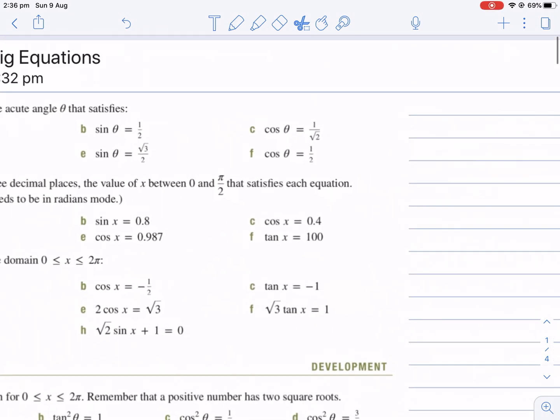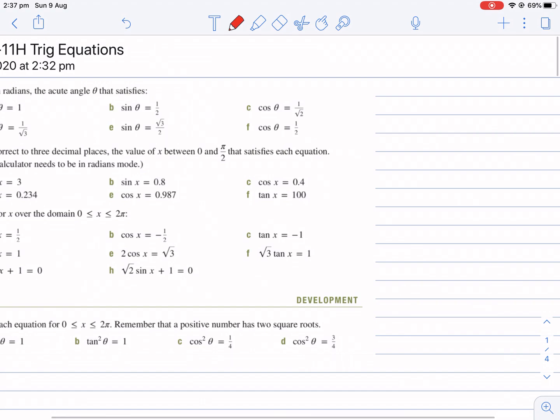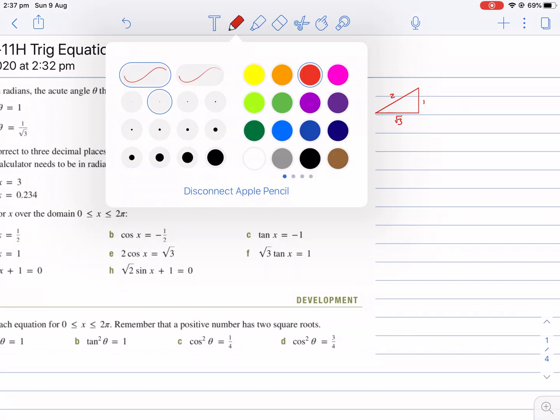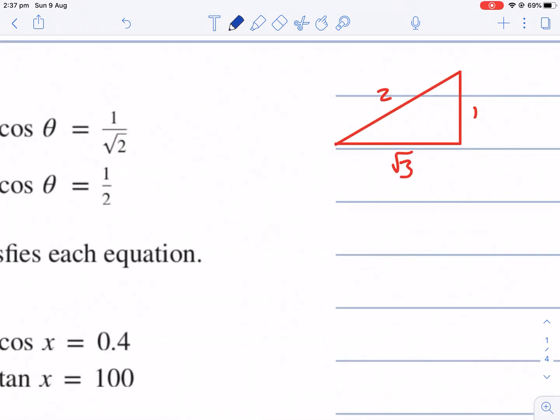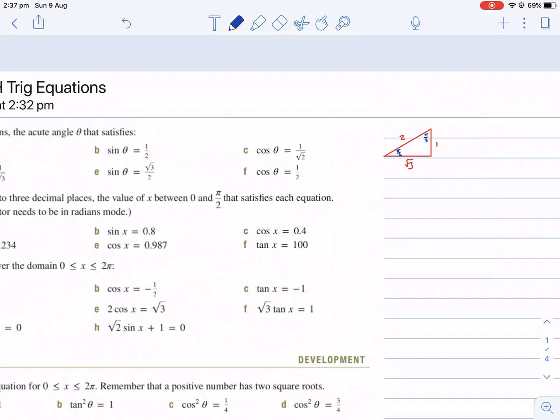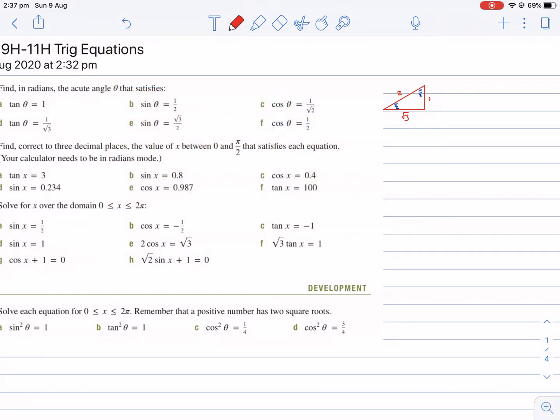All right, question 1. Now, these are all exact values you can see, so we're going to need our special triangles. First one is our 1, 2, root 3, but of course we're not going to use 30. We're going to use pi on 6, making the other one pi on 3. Our other special triangle is our 45, 1, 1, root 2, but it's not 45, it's pi on 4.